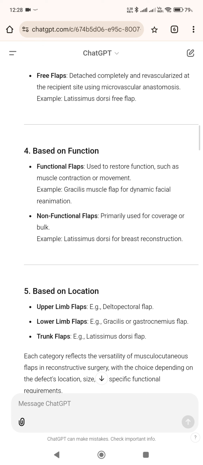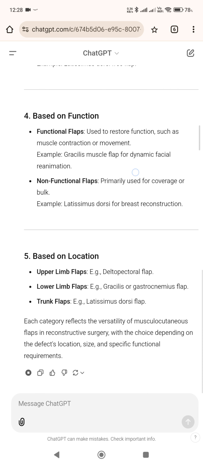4. Based on function. Functional flaps are used to restore function, such as muscle contraction or movement. Example, gracilis muscle flap for dynamic facial reanimation. Non-functional flaps are primarily used for coverage or bulk. Example, latissimus dorsi for breast reconstruction.